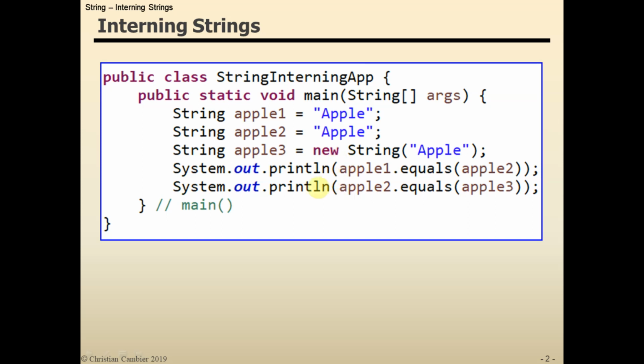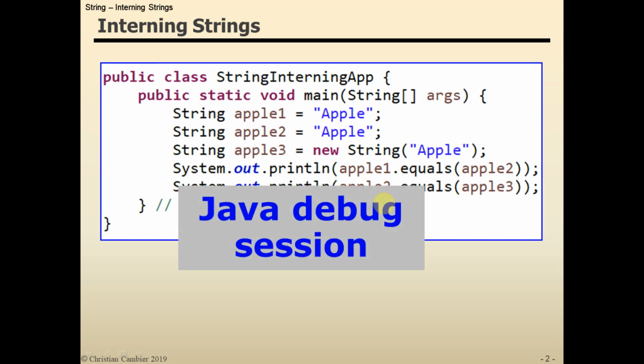Now, in the next two lines, I compare the content of the string objects using the equals method. Debugging this piece of code will make the advantage of interned strings apparent. We'll see the difference in performance between the first and the second comparison. Let's see what happens in a debug session.